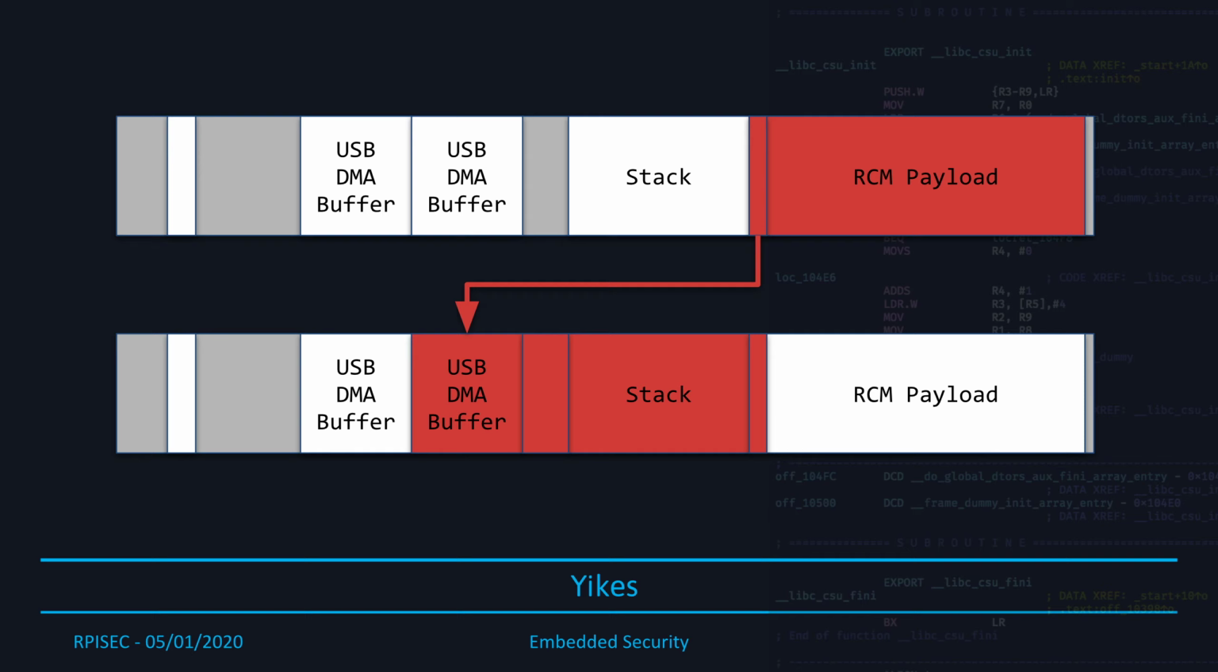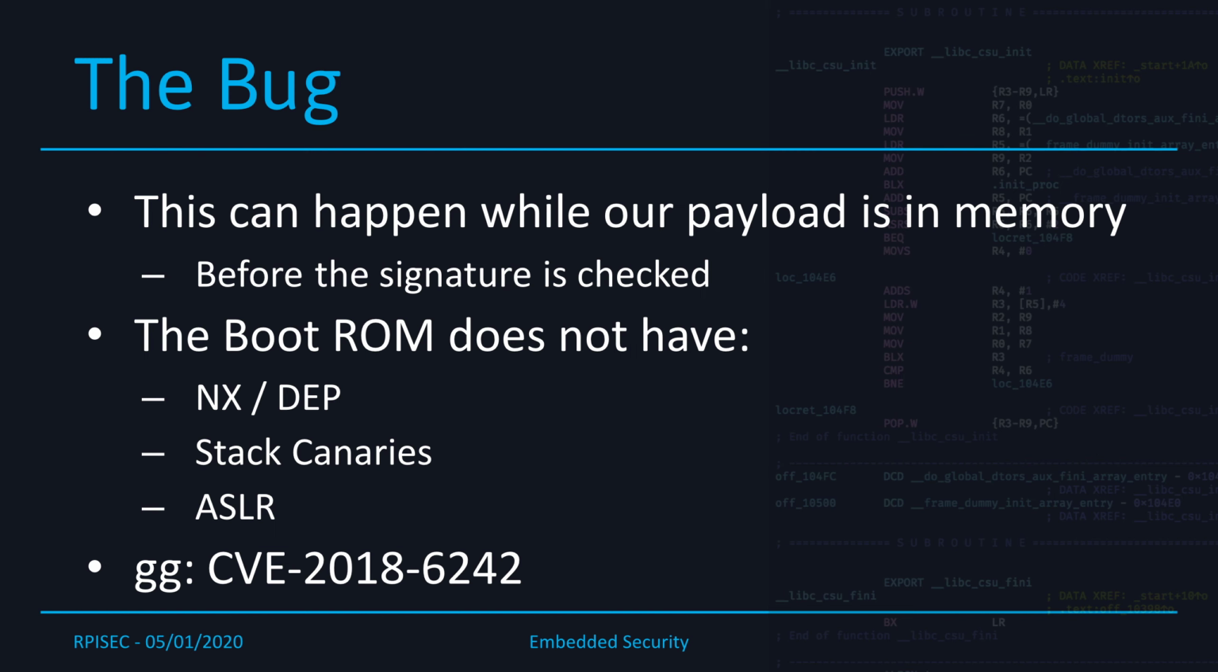But what happens if we asked for 65,535 bytes? The USB DMA buffer is not that long. It's much, much smaller than that because you're not supposed to be sending USB packets that big. So it's going to copy all the memory after the status variable, including large chunks of the RCM payload, right to that USB DMA buffer, overwriting the stack in the process. Yikes. So this can happen while our payload is still in memory before the signature is checked.